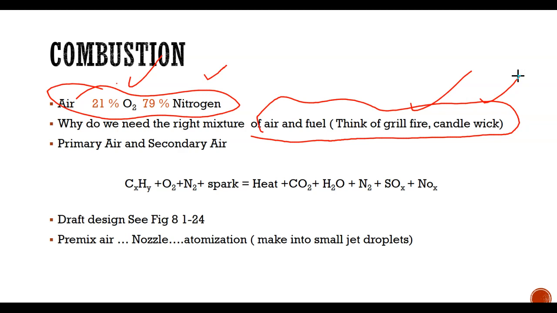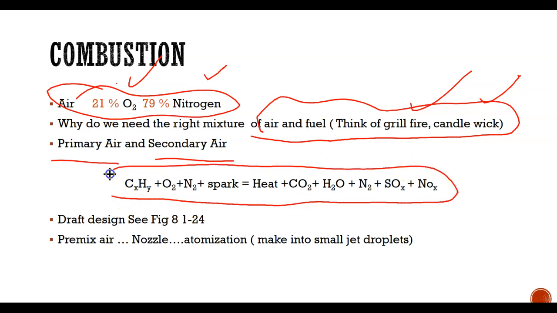Whenever you have smoke, you know you have incomplete combustion. Focus on that. If you have smoke, you have incomplete combustion, which means you did not burn the fuel completely and you have excess fuel. And that is something that you don't want. So there is primary air and secondary air. What does that mean? Primary is the air that comes in with the fuel.